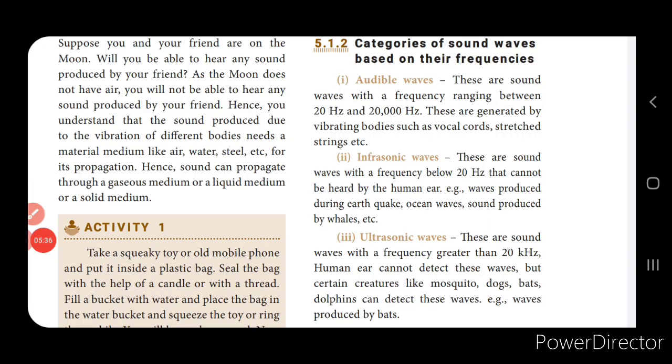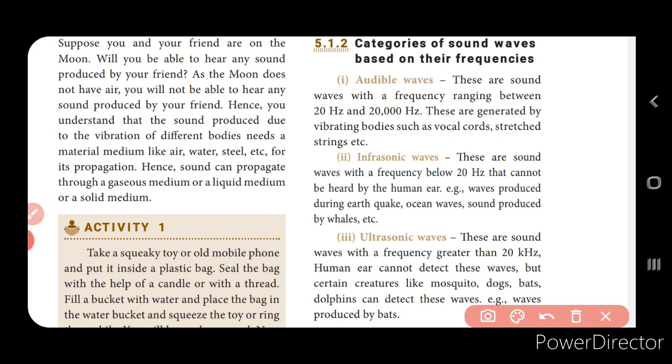Now let's see the categories of sound waves, how they are classified based on their frequency. We have learned what frequency and wavelength are in 9th standard, isn't it? What is wavelength, what is time period, what is frequency, what are the units for these terminologies, all these we have learned in the sound lesson in 9th standard. So this is the classification of sound based on their frequency.